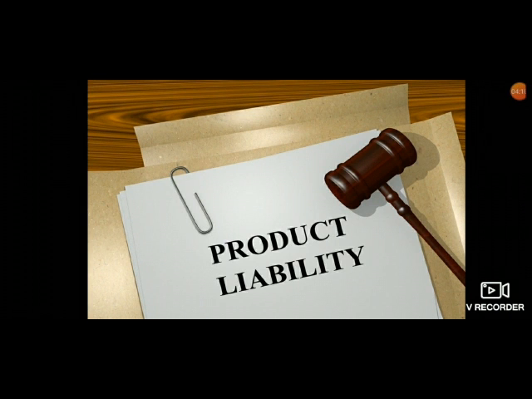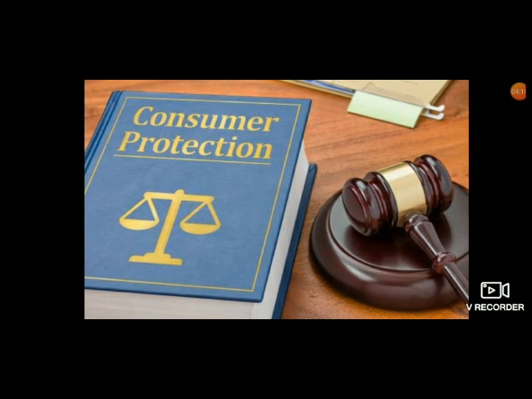A manufacturing defect occurs during the construction phase of a product. For example, an airbag that lacks a proper mechanism to deploy probably has a manufacturing defect. Similarly, a bottle of cough syrup that is contaminated probably has a manufacturing defect. Any manufacturing defect that causes an injury can give rise to a product liability lawsuit.